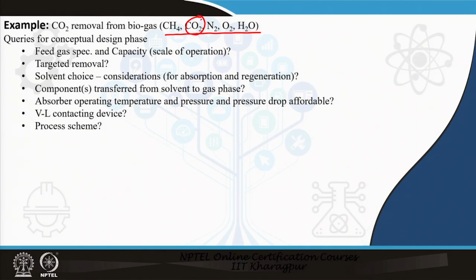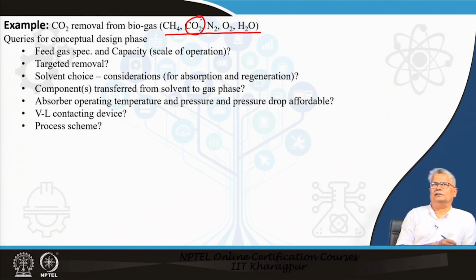We definitely will have, based on our scale of operation, certain idea of what these operations should be. We need to know the targeted removal. If the purpose of this CO2 removal system is primarily to increase the calorific value, possibly if I remove around 90-95%, that should be good enough.